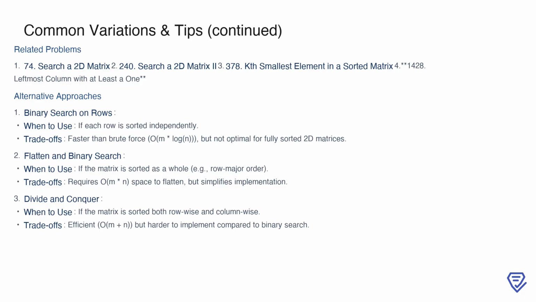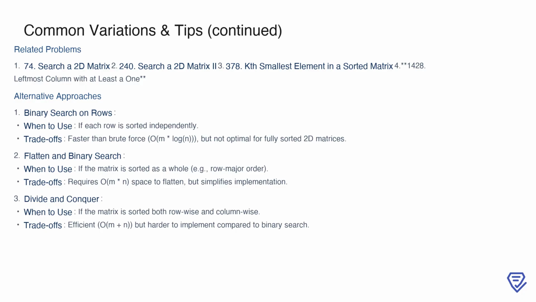For alternative approaches, one option is binary search on rows. This works well if each row is sorted independently, offering a time complexity of O(m log n), although it's not the most optimal for fully sorted 2D matrices. Another approach is to flatten the matrix into a 1D array and perform binary search there. This simplifies implementation but comes with a trade-off. It requires O(m*n) additional space to store the flattened version.